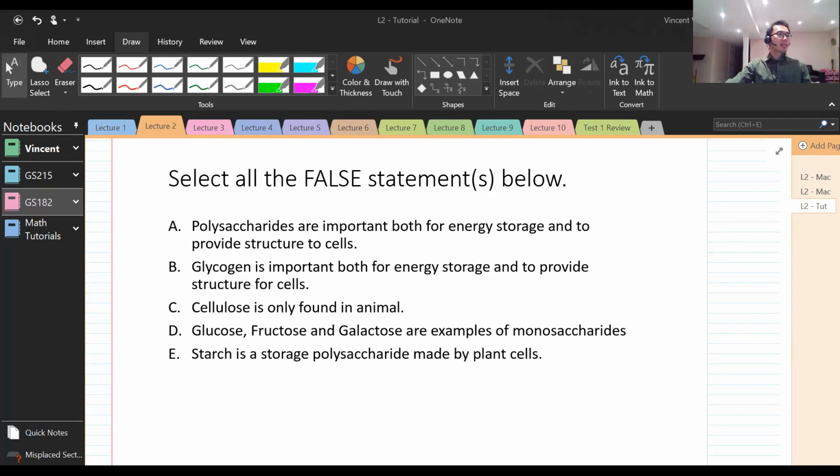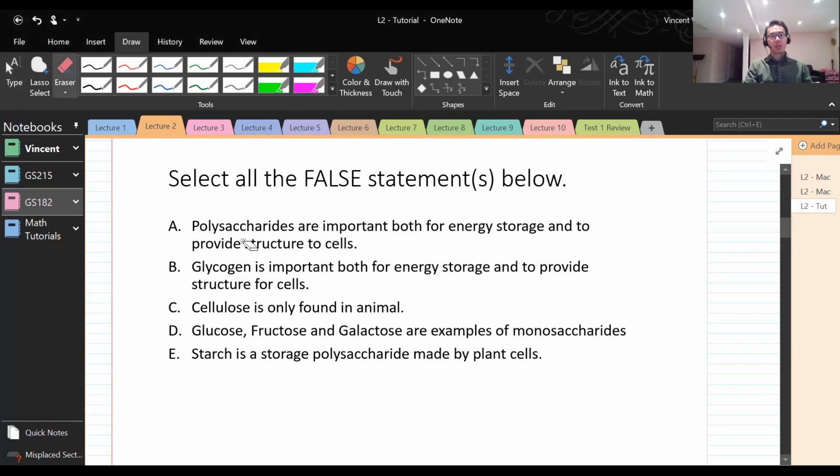It has been 2 minutes. I'm gonna end the poll and share the results. So, all the false statements. Let's read all of them. First one: polysaccharides, which are polymers of carbohydrates. Saccharides means sugar, right? They are important for both energy storage and providing structure to cells. We know that's true. Energy storage is like glycogen and starch, which we wrote down earlier, and structural support is like cellulose making up the cell wall.